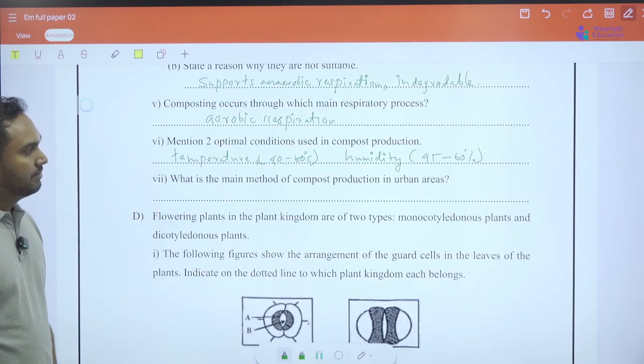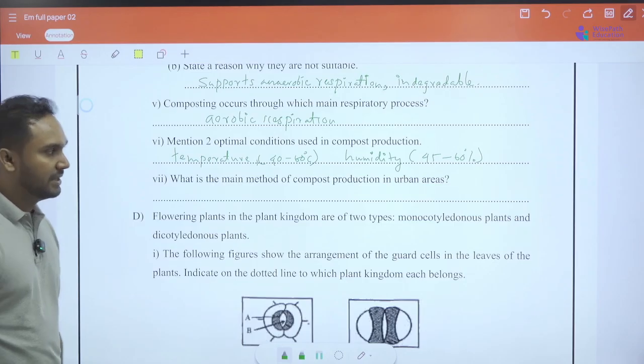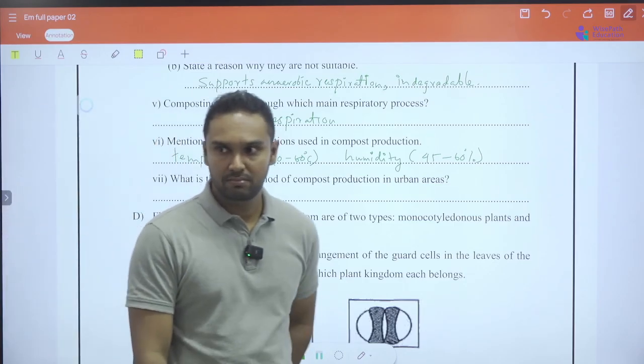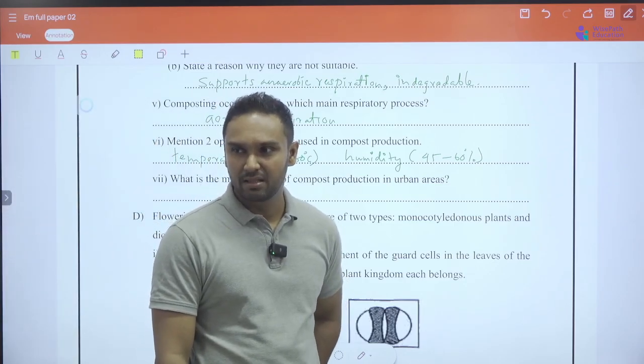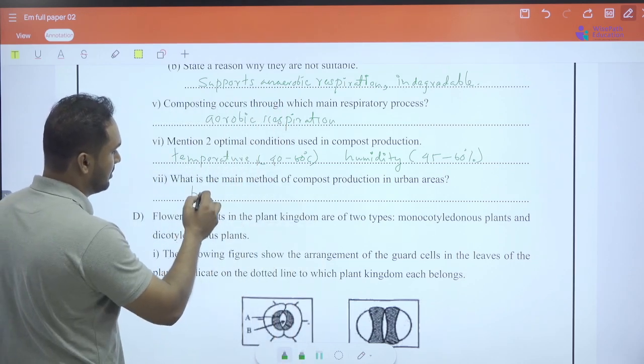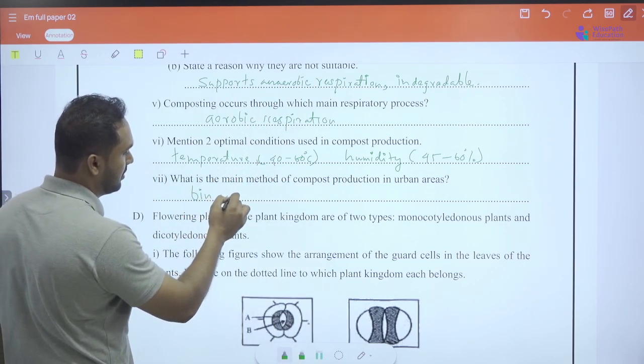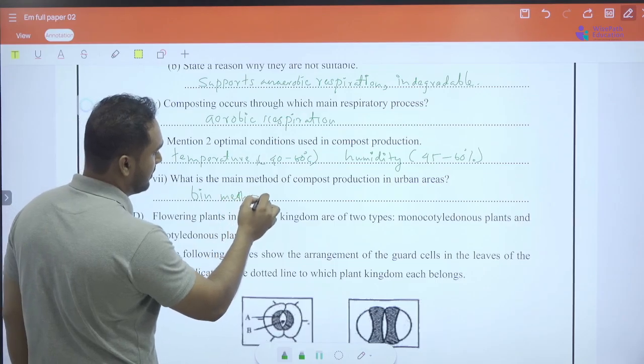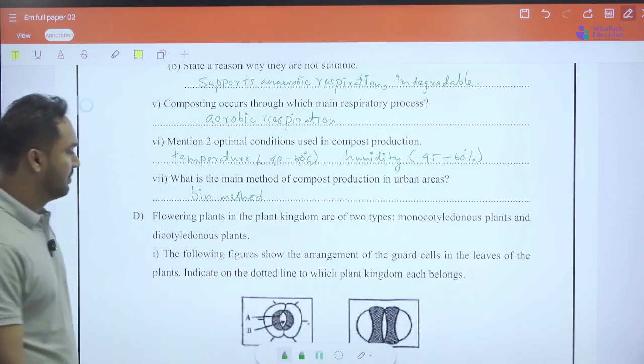Right. What is the main method of compost production in urban areas? Bin method, isn't it? You're putting the bins, right? So yeah, bin method.